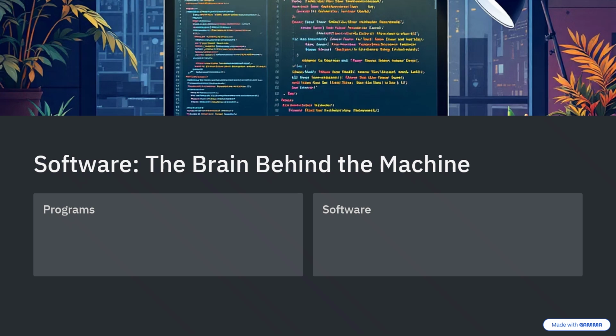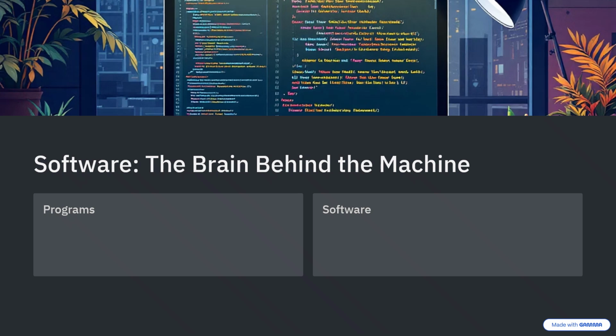Then go to the next slide, the software. Software is the brain behind the machines. Here, the first definition is a program and the second definition is software. Programs are individual sets of instructions designed to carry out a specific task, like opening a document, saving a document, closing your document, or playing some music, etc. This is the definition of a program.